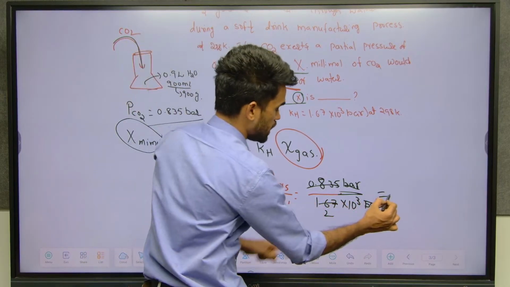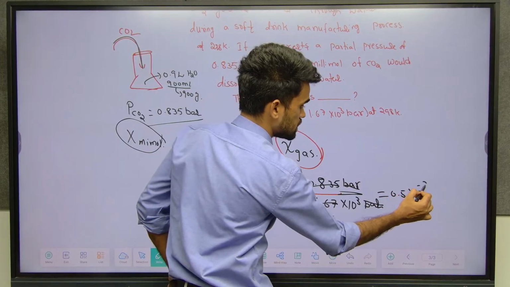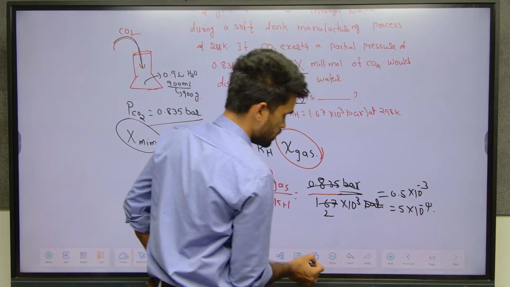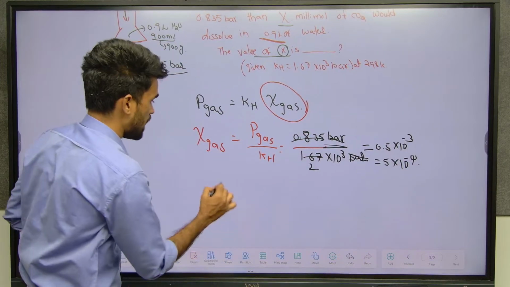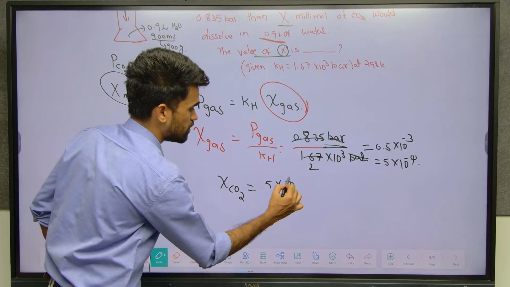I can write 1 by 2 means what? 0.5 into 10 power minus 3, or I can simply write it as 5 into 10 power minus 4. So what is this value we got? Mole fraction of that CO2 we got. How much is it? 5 into 10 power minus 4.